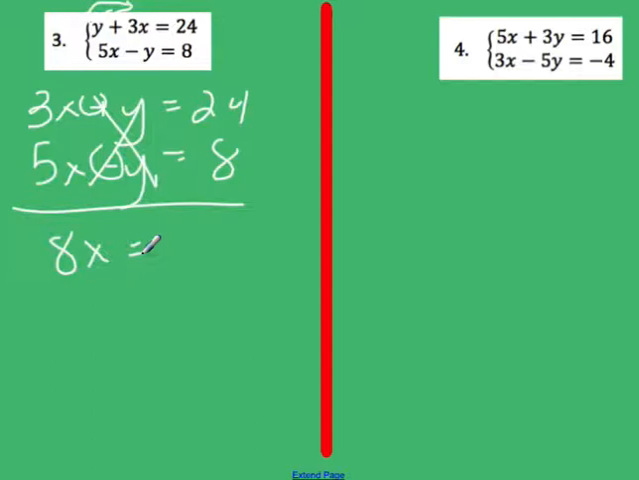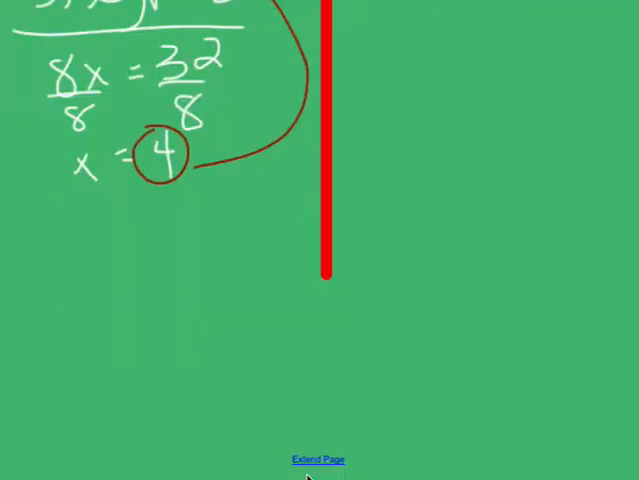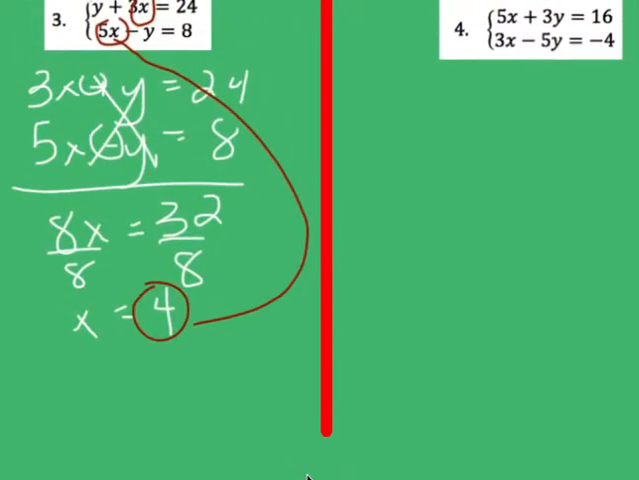24 plus 8 is going to give me 32. So then we're going to divide both sides by 8, and we end up with x is equal to 4. So x and 4 are the same thing. So where I see x up here, I can put in 4. So I'm going to do that. Let's do that with the top one.